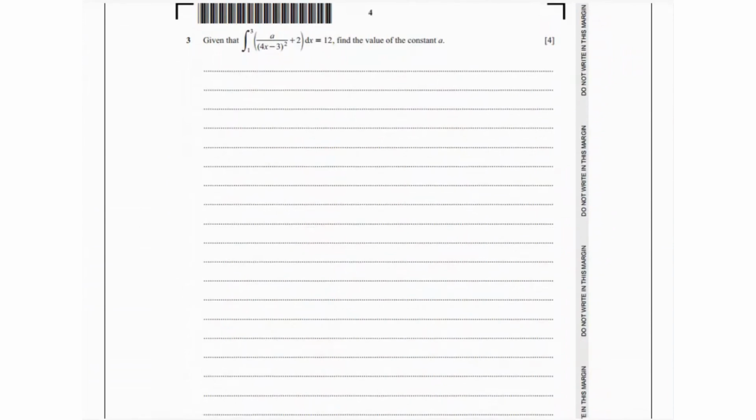Then it is given that the integral of a over (4x minus 3) whole square plus 2 is equal to 12 for the limit of 1 to 3. We have to find the value of the constant a. So for this, let's bring the bracket in the numerator first. It's going to have a power of -2 now. Integral is from 1 to 3 and is equal to 12.